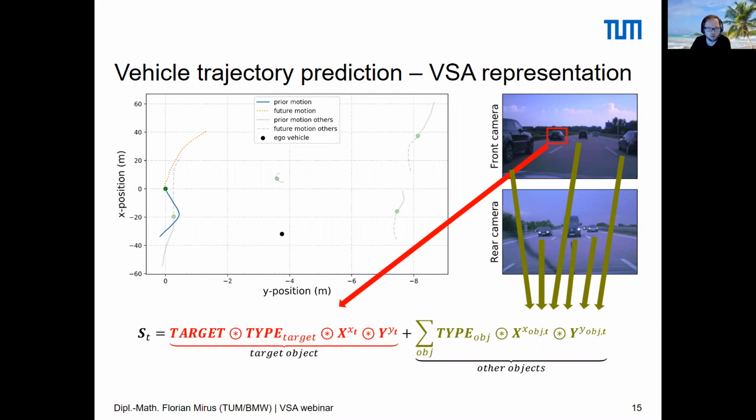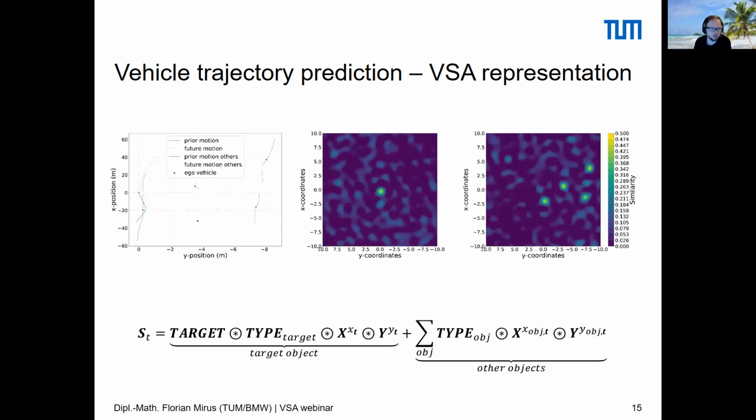And for the target vehicle, we're simply convolving that one with an additional vector called target, indicating that this is the object or the vehicle that we're interested in. And this is how this representation looks for the same scene. Here we see the similarity of the vector with the target vehicle, and here with all objects of type car. And we can see that we are able to successfully encode this positional data in the vectors.